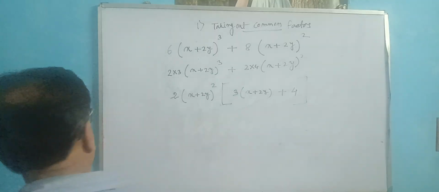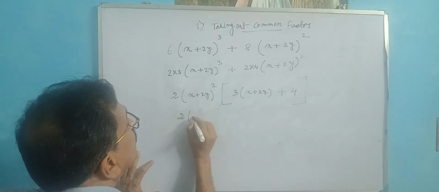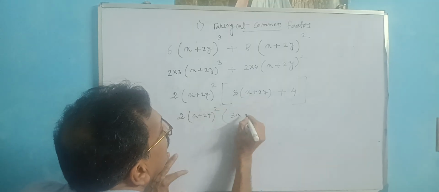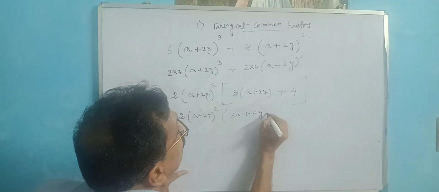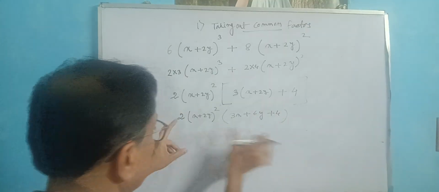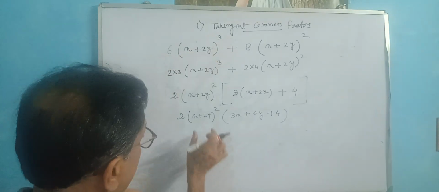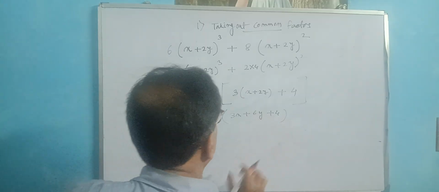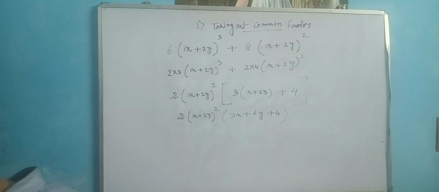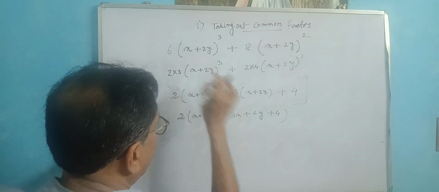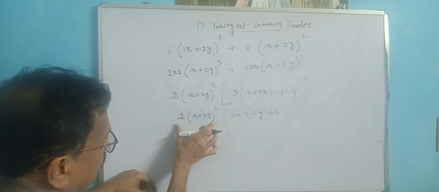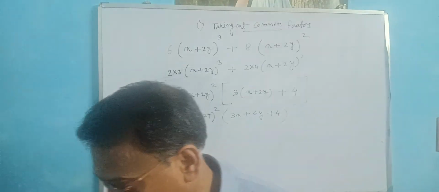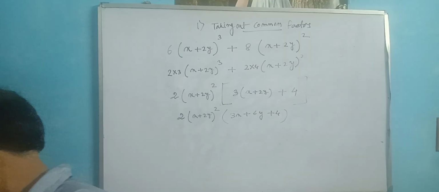Now we just multiply this easily. 2, this x plus 2y whole square, and this 3x plus 6y plus 4. Okay, so this is the factor. Separately 2 is a factor of this, separately x plus 2y whole square is a factor of this, and separately 3x plus 6y plus 4 is a factor of this. That means if you divide this by this, you get the answer. The very important thing is to understand properly. Clear? This is the way you factorize this.